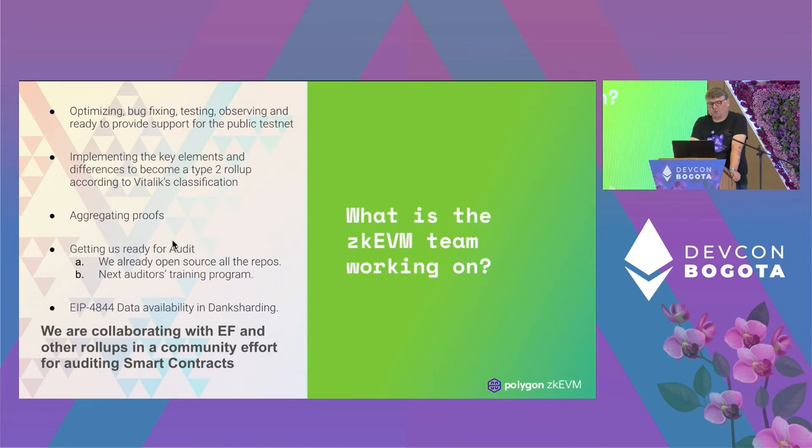What else are we working on? We are also working on aggregating the proofs. Right now we are running one proof per batch, but we need to aggregate all these proofs into a single proof, in a single transaction. This is not that much work because we have all the recursion already done and it's just putting them together, but it's a piece that we need to put there.